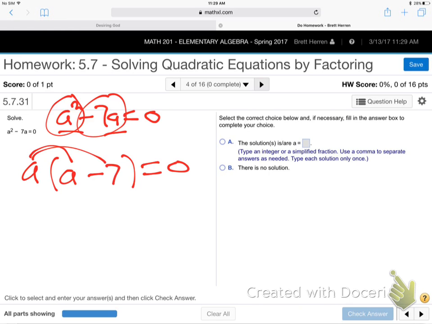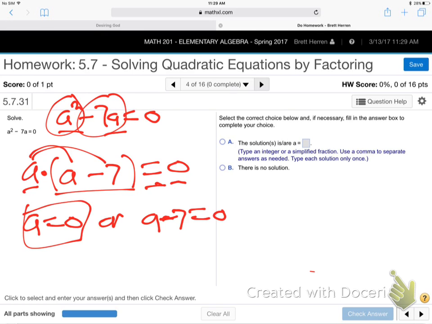So this one's not the 2 parentheses. It's just take out what's in common. Always look for what's in common first. All right, now what? Well, now it's the same. We have 2 things. We got the A alone, which is its own thing, times the A minus 7 equaling 0. So what does that mean? The first one alone could be 0, or the second one could be 0.